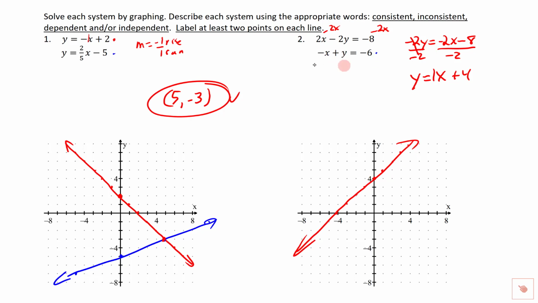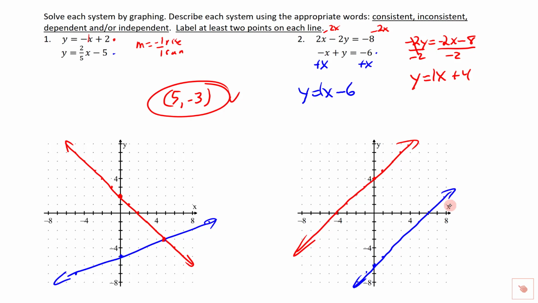So on this one, all I need to do is move that x to the other side. I just do that by adding x to both sides. So I get y equals x minus 6. So we'll graph this one. This one crosses at -6, and the slope on this one also is 1. So we rise 1 and run 1. And you might have an idea of what's going to happen here. These are both parallel lines. These are never going to cross.